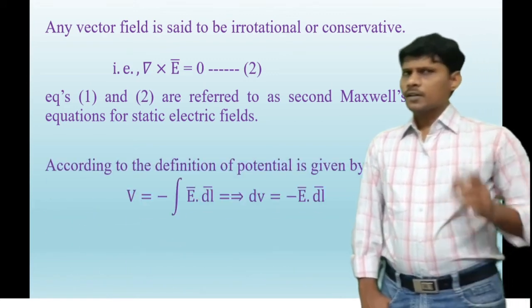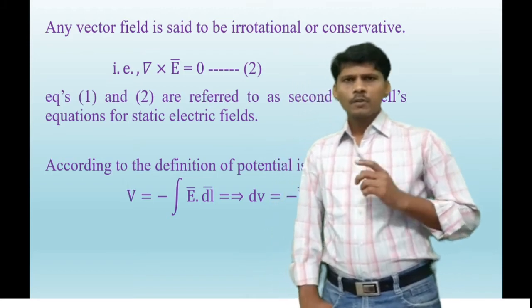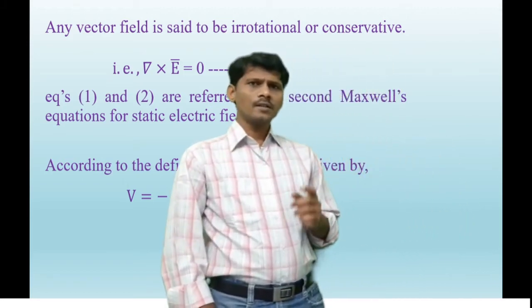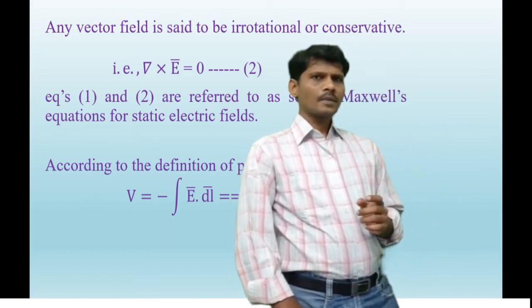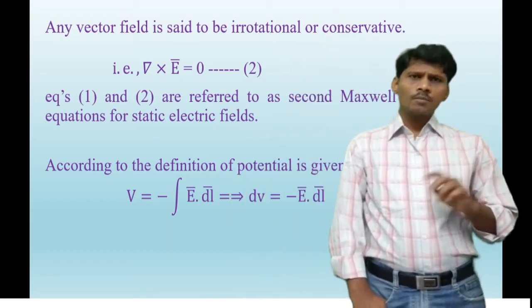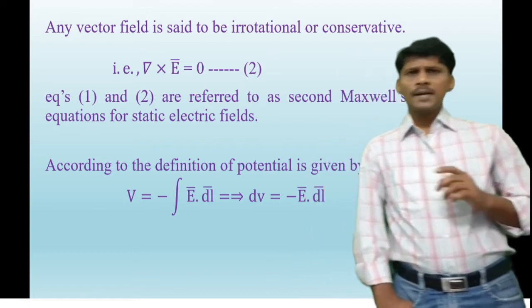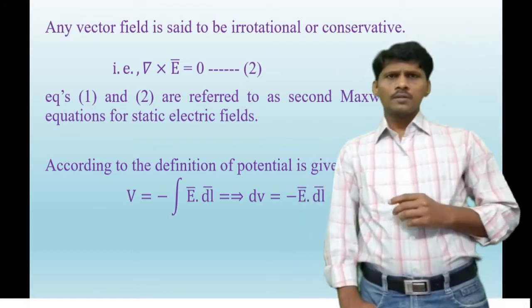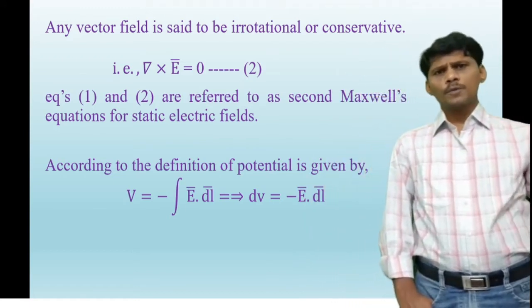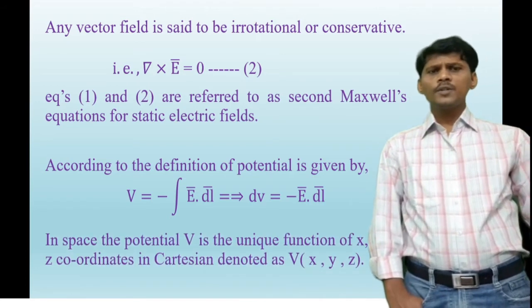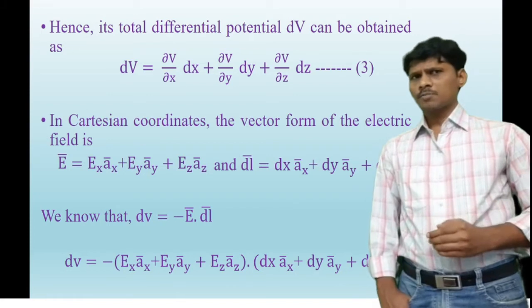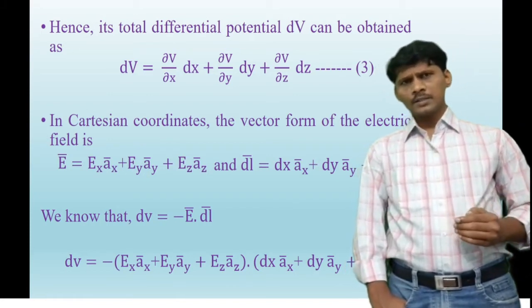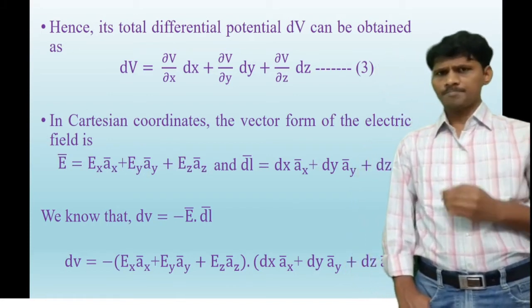So we know that according to the definition of the potential, V is equal to minus integral E bar dot dl bar. Differentiating on both sides, dV is equal to minus E bar dot dl bar. So dV is the differential potential. We know that the differential potential dV is equal to dou V by dou x dx plus dou V by dou y dy plus dou V by dou z dz.